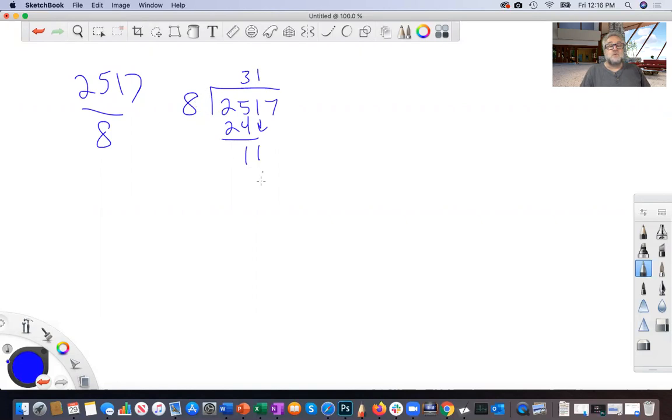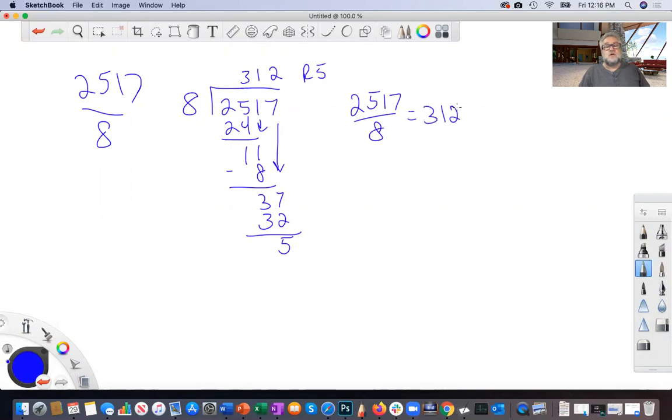Multiply. 8 times 1 is 8. Subtract, 3. Bring down the 7. 8 goes into 37. Let's see, 8 times 4 is 32. So that's the best we can do. So 32, subtract, and we get remainder 5. So I could write 2517 over 8 equals 312 plus 5 over 8. That's how you write the remainder: the remainder over the divisor, that guy right there.